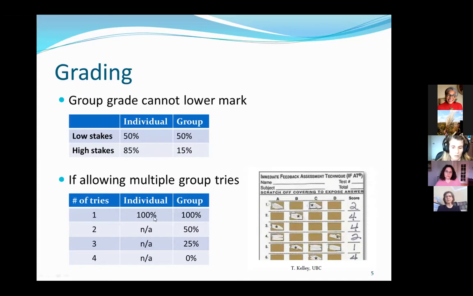If you take this approach, whether it's online or actually with the physical cards, the most common grading scheme for it is that you keep reducing by half the number of points they get. So 100% if they get it right the first time, 50% if they get it right the second try, 25% if they get it right the third try, and then generally 0 after that.